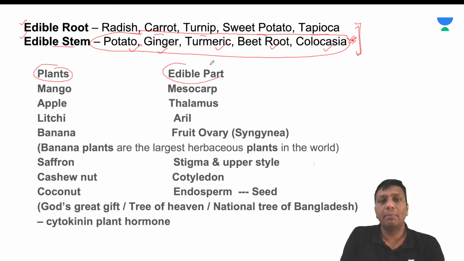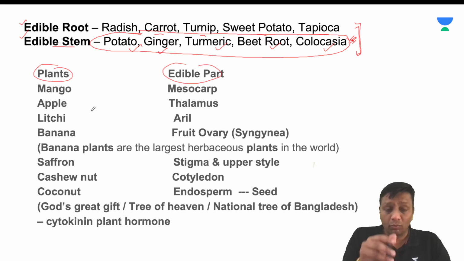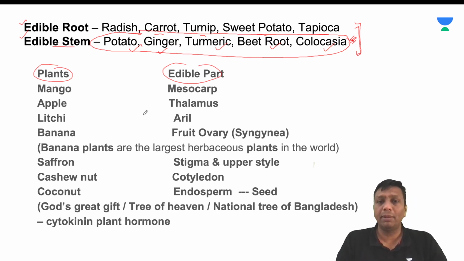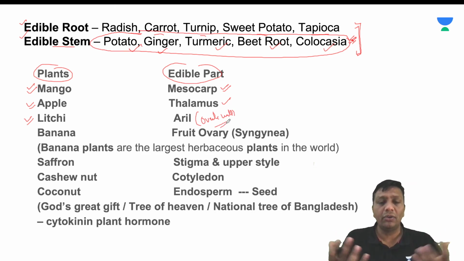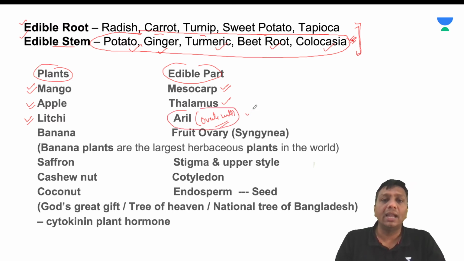Plants and their edible parts I brought at one place, only the important plants that may be important for examination. In the case of mango, we use the mesocarp. In the case of apple, people use the thalamus. In the case of lychee, we use the aril. Aril is what? It is a kind of tertiary ovule wall. This tertiary ovule wall becomes very fleshy and juicy, and this fleshy, juicy tertiary ovule wall is called aril. It is the edible part.